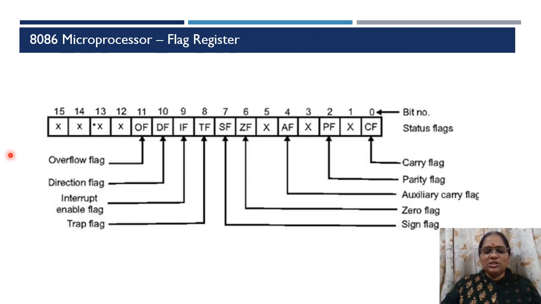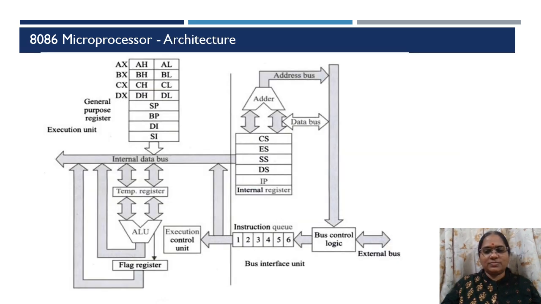So this is a way in which your flags are denoted. Out of 16 bits from 0 to 15, this is carry, parity, auxiliary carry, zero, sign, trap, interrupt, direction, overflow. This is the order in which your flags are configured. Lastly, this is the architecture which shows the entire working of your 8086 processor.